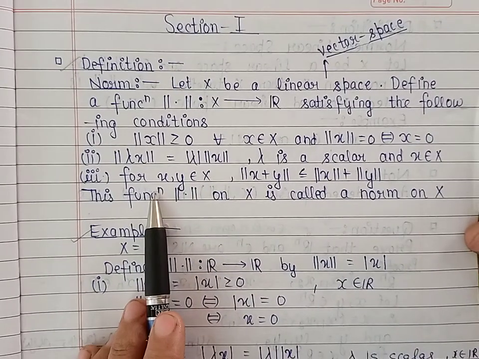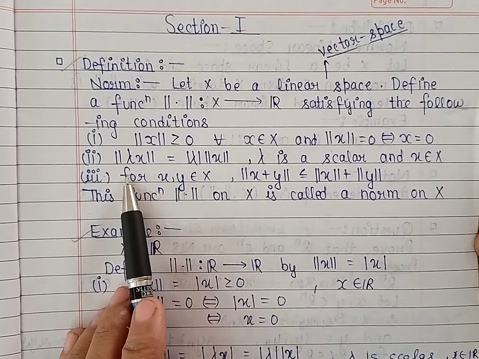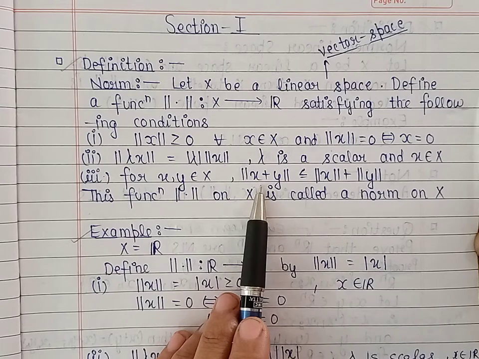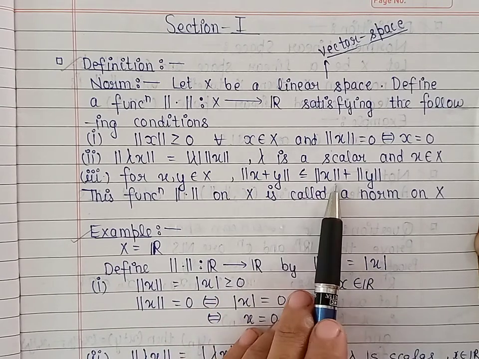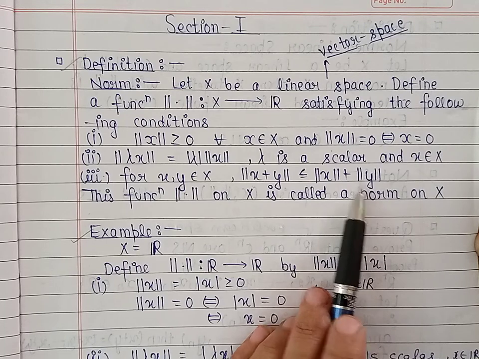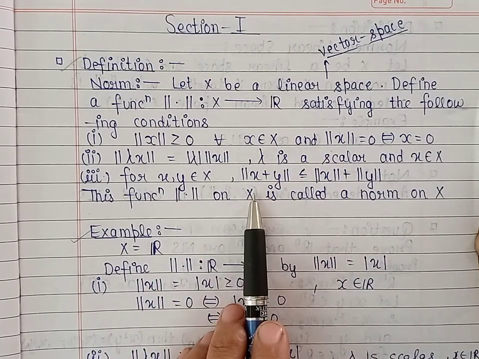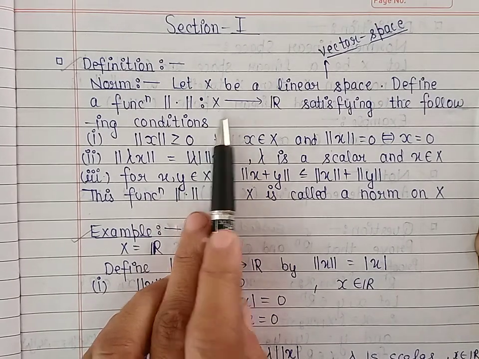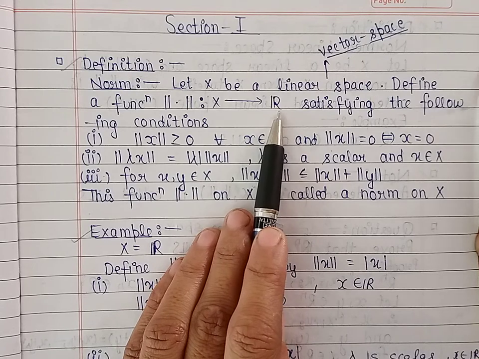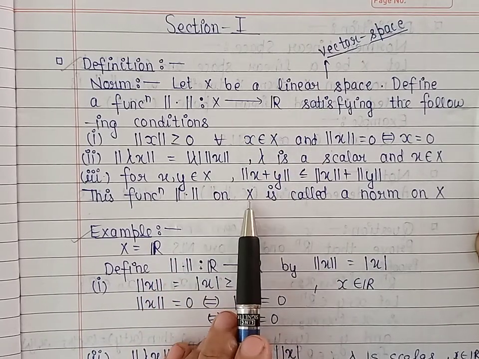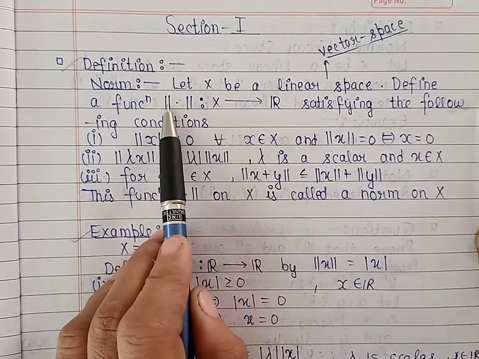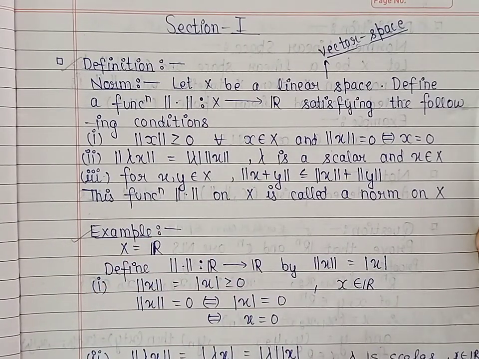And the last property is triangle inequality. For every two elements x and y belonging to the vector space X, norm of x plus y is less than or equal to norm x plus norm y. So if these conditions are satisfied, then we say that the function defined from the vector space X into R is a norm on the vector space X, and the corresponding ordered pair formed with X with this norm, that is called normed linear space.